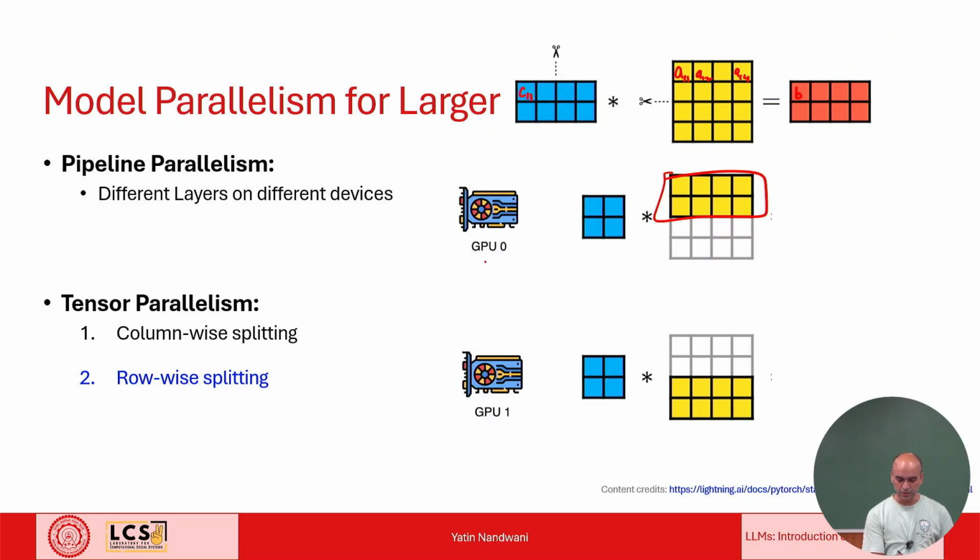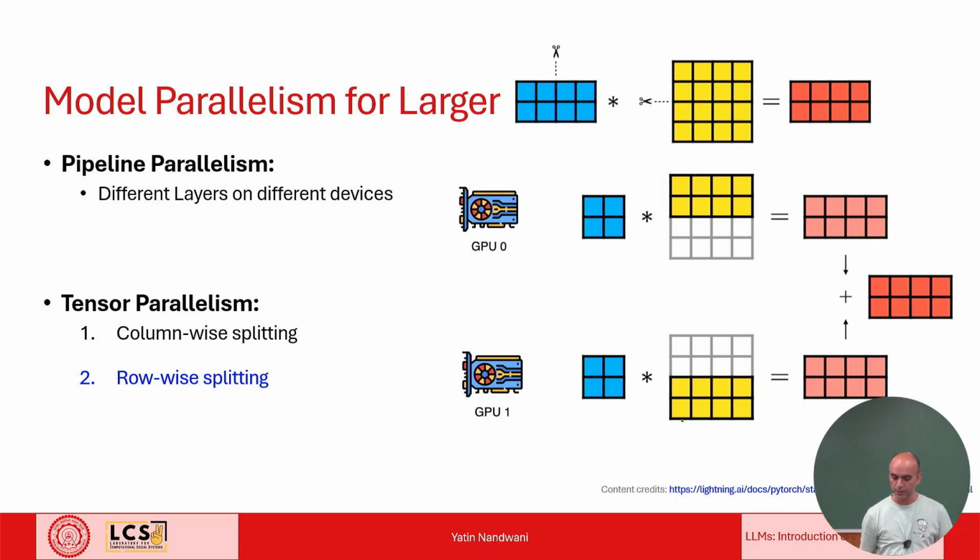So this is what happens. We have to cut the input as well now, because these two are getting multiplied with these two only. This happens on GPU 1, this gets multiplied with this, and this gets multiplied with this, and we need to add the two. So this is the output on one GPU, and this is the output on another GPU. We add the two to get the final output. So this is row wise splitting, and this is also part of tensor parallelism.